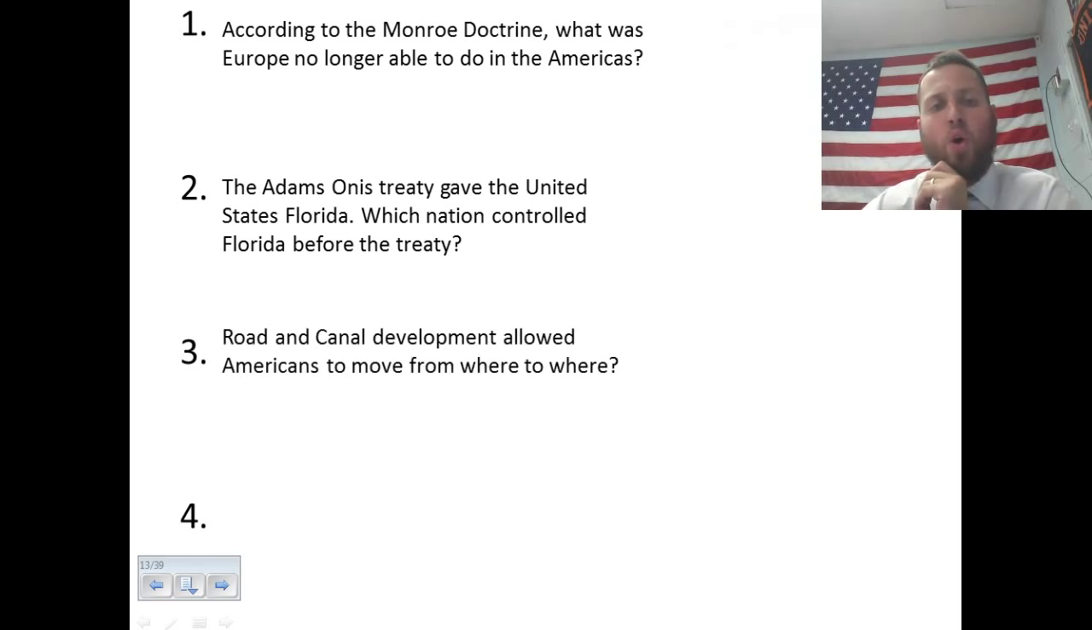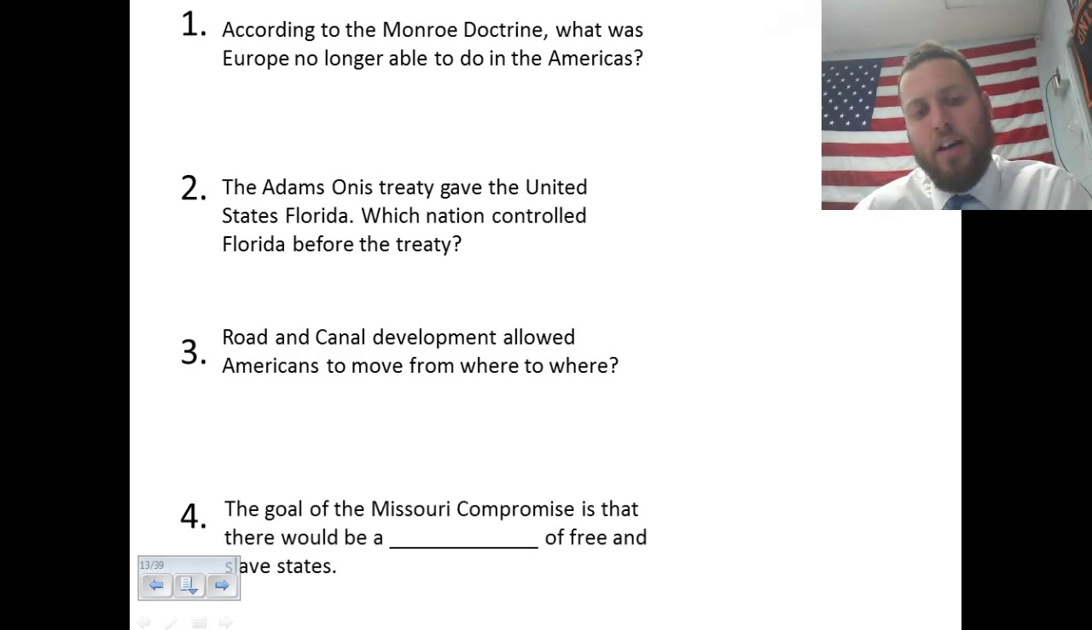Here we go. Road and canal development allowed Americans to move from where to where? Because of these roads and canals, you didn't have to live in the same place. You could move from one direction to another direction, which is where they mostly went. Writing the answer down. Ready for number four? The goal of the Missouri Compromise is that there would be a blank of free and slave states. There'd be a what of free and slave states? Super sweet, good, great, awesome, love it.